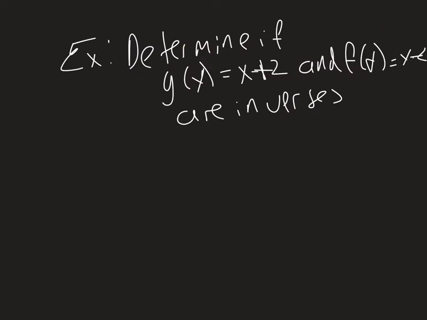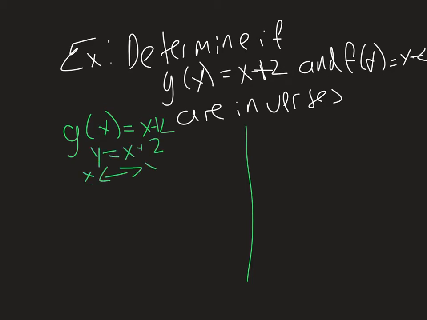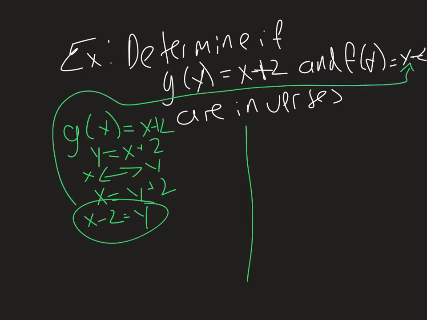So let's take a look at an example. I want to determine if g of x equal to x plus 2 and f of x equal to x minus 2 are inverses of each other. Now there's two ways you can go about doing this. The first is that I can take g of x equal to x plus 2 and find its inverse. We can say y equals x plus 2, switch the variables, and then keep going. So we'll have x equals y plus 2, y equals x minus 2, and that is my inverse, so these are inverses of each other.